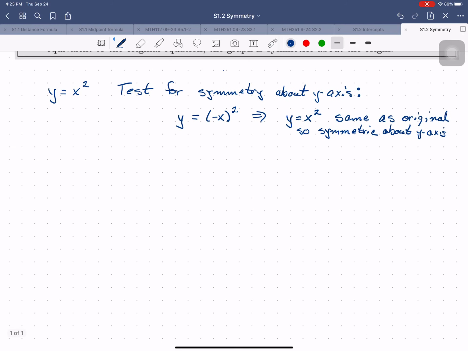If I test my other symmetries, and you do need to test all of them because it is possible for a relation, think of a circle, to show all of these symmetries. So we're going to test for symmetry about the x-axis, and we know this is going to fail, but I want to show you what this looks like.